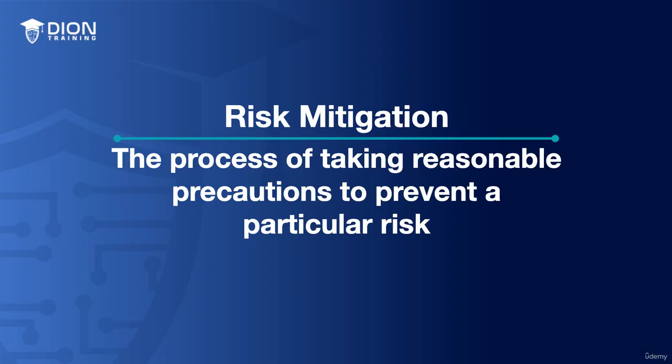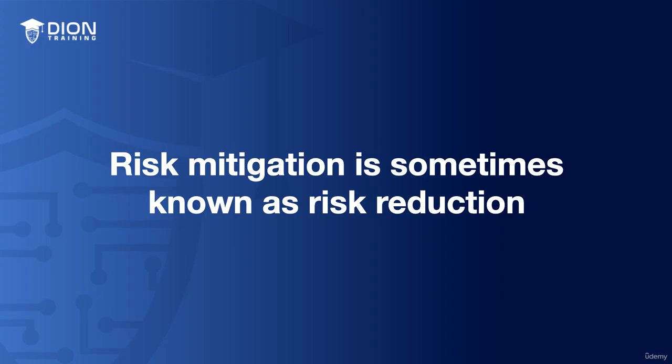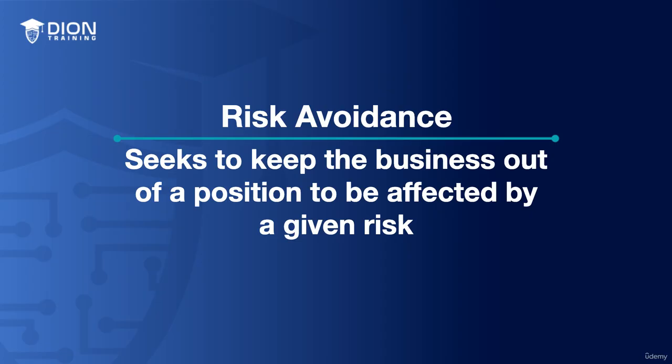Risk mitigation is the process of taking reasonable precautions to prevent a particular risk. While it is impossible to completely eliminate risk, it can be managed and minimized through the proper risk mitigation strategies. Organizations should prepare for risk and take steps to lessen their effects. Risk mitigation is sometimes known as risk reduction as well. For example, risk mitigation might include encrypting internet connectivity between a business and its cloud service provider, minimizing the chances of data breach. Second, we have risk avoidance.